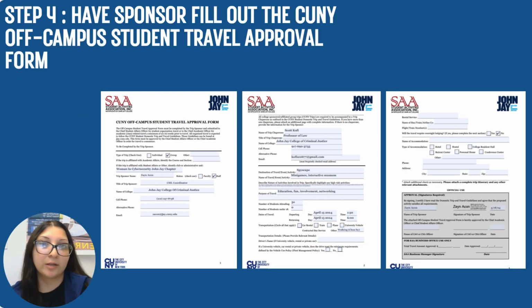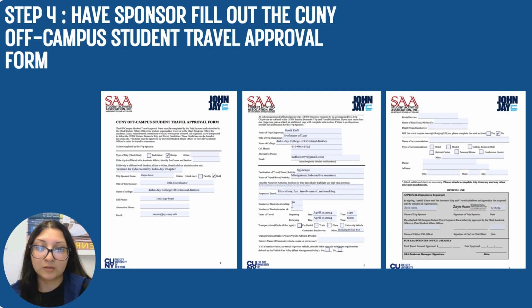We will now be moving on to step 4, which is having your sponsor fill out the CUNY off-campus student travel approval form. When filling out this form, they will put their name, their title, the name of the college, cell phone number, and email. They will then fill out the name of your chaperone, the title of them, the name of the college, their cell phone number, and their email.